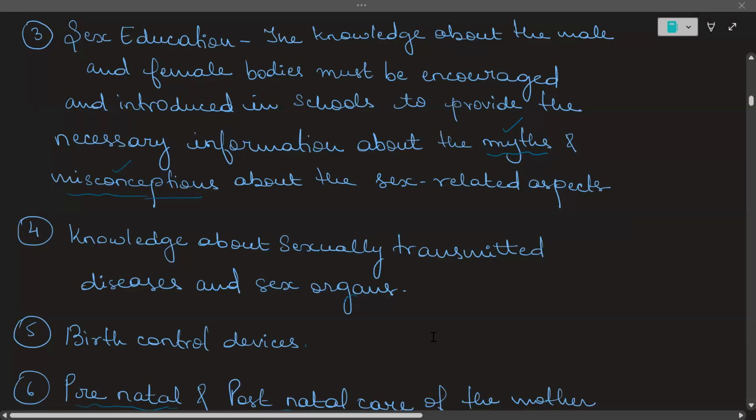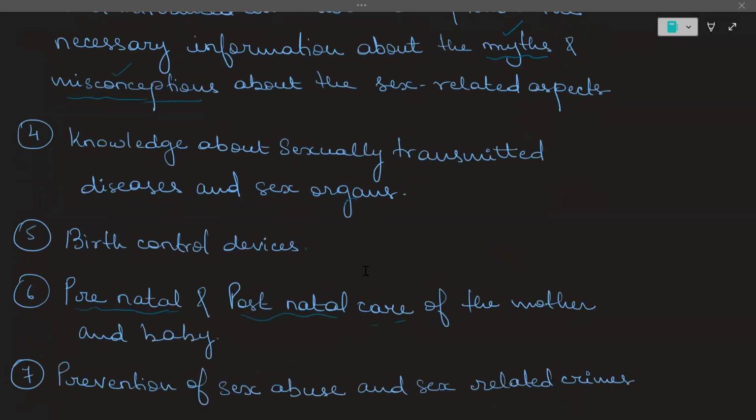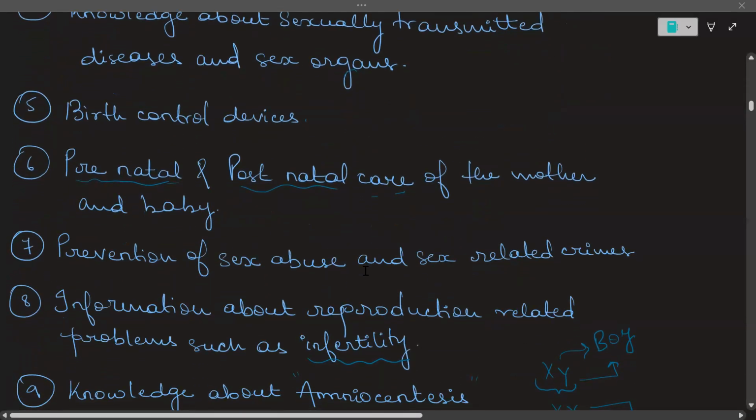Apart from that, sex education was encouraged in schools so that important information and misconceptions, things about good touch, bad touch, all of these things must be taught in school. So this was one of the concepts yet again. Knowledge about STDs, that is sexually transmitted diseases, the sex organs, the birth control devices, then the care of the mother and the baby.